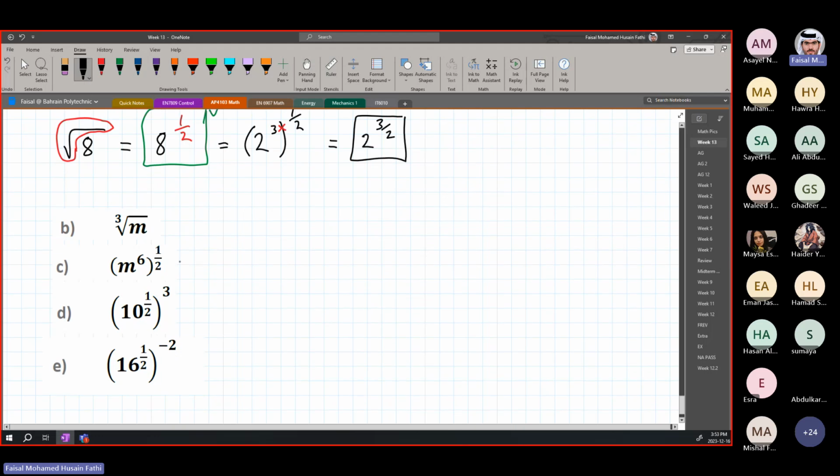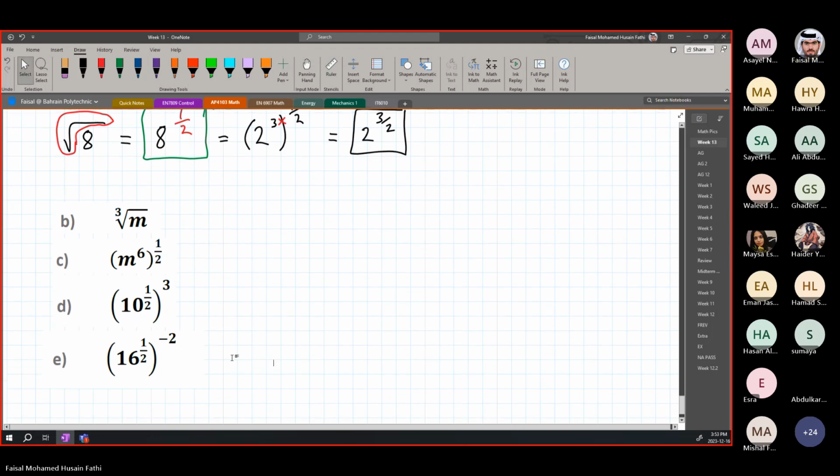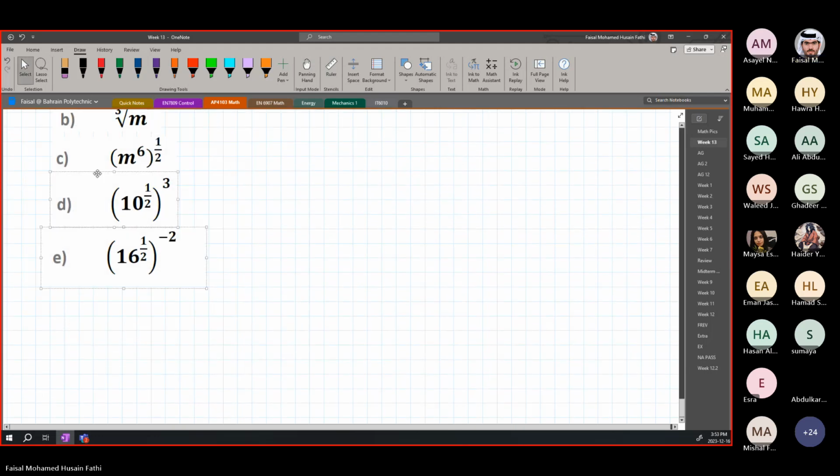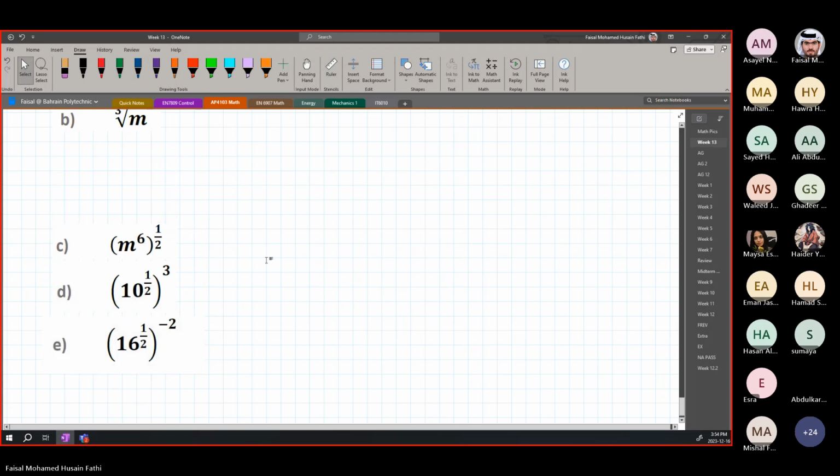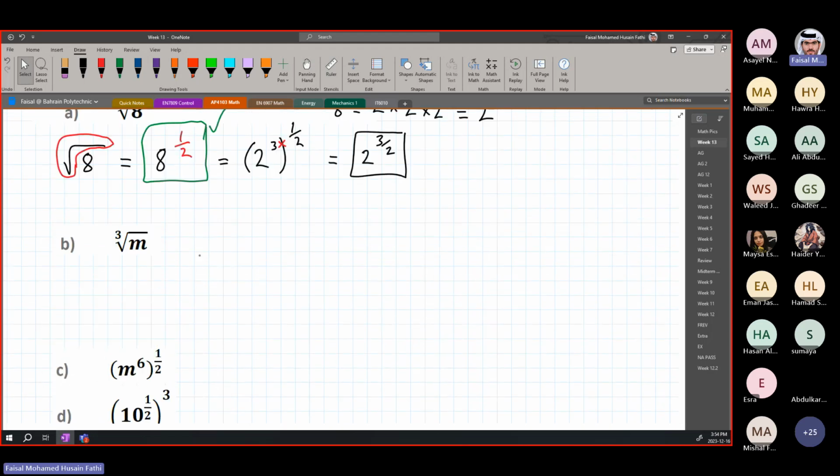Same thing with m. Cube root of m. What does cube root equal to? I want you guys to answer in chat. Hamad, I'll finish B and you can ask your question.